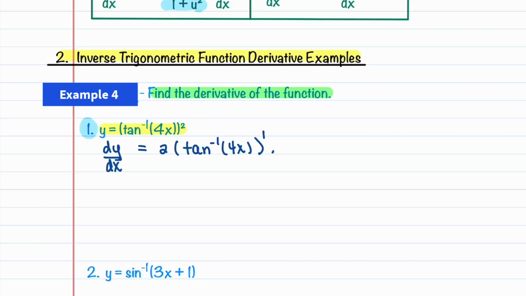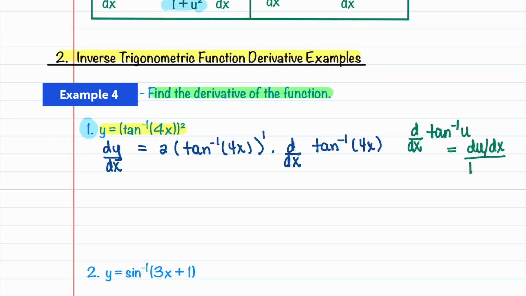derivative of what's inside. So let's write down, we're going to be taking the derivative of inverse tan of 4x. Over here on the right, I'm going to write down that the derivative with respect to x of inverse tan of u is equal to du/dx on the top, and on the bottom you have a 1 plus u squared. Let's now go back to our equation and put in that formula.